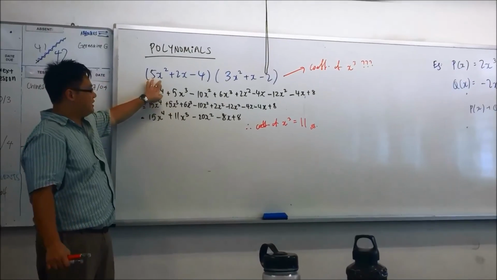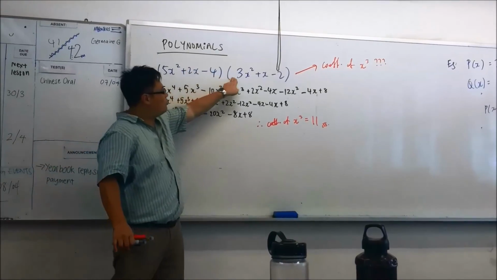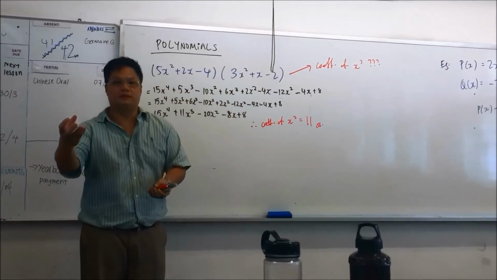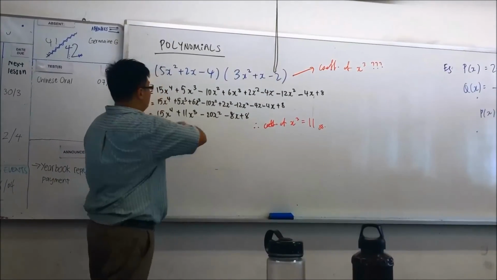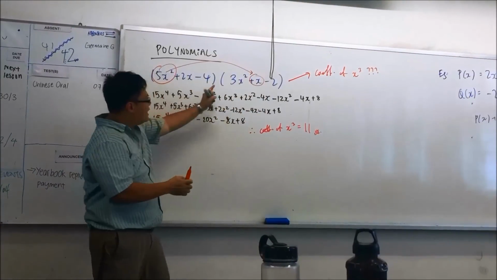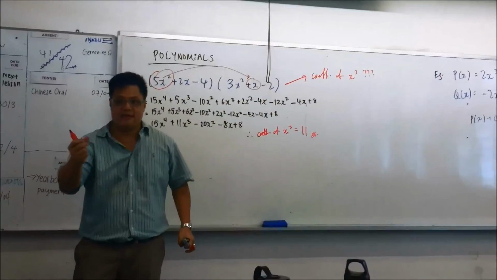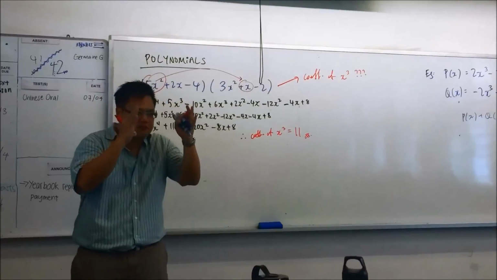Let's start with the first expression, 5x squared. 5x squared times what over here will produce an x cubed term? Only x, am I correct? Will 5x squared times anything else here give you an x cubed term? No, only x, am I right? So that is what your focus must be.